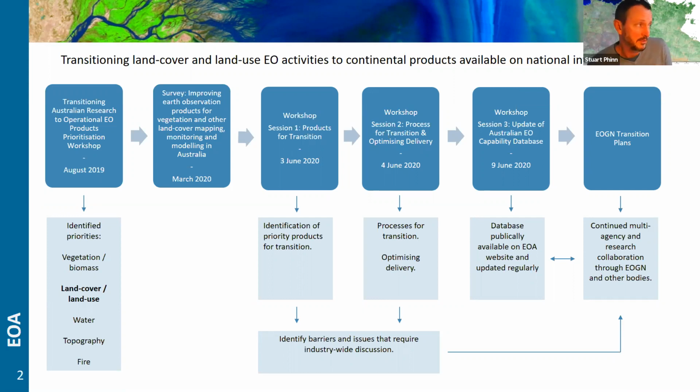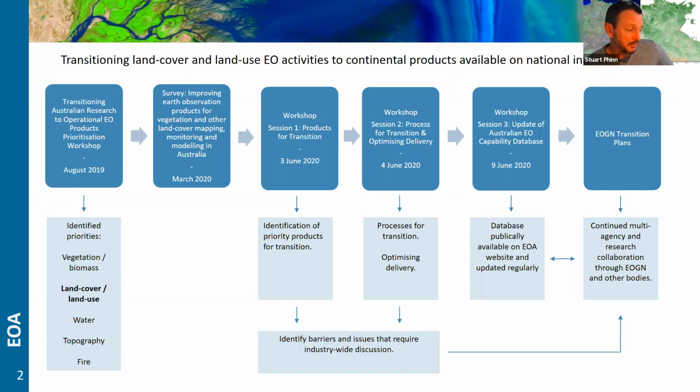And to help support that, we ran an initial survey, which we didn't get a lot of responses for, about what people considered their current unmet needs were in terms of land cover and land use mapping, what was working, what wasn't, and what could be improved upon. And we'll use some of that information in the workshop.